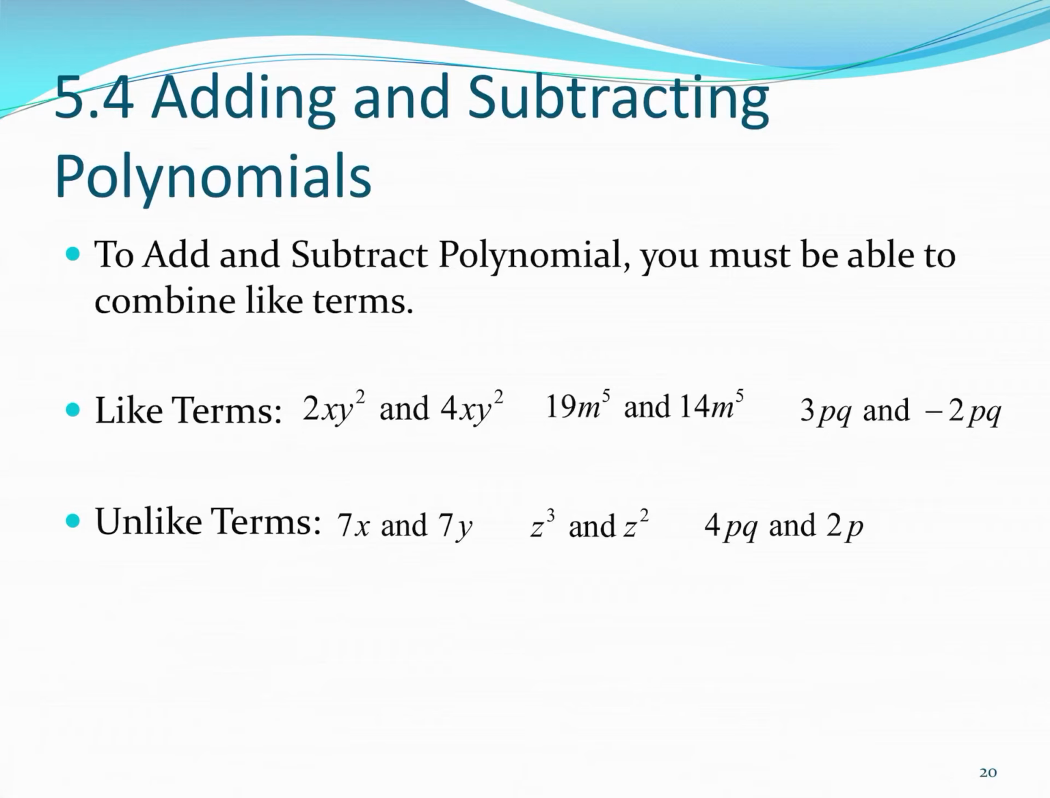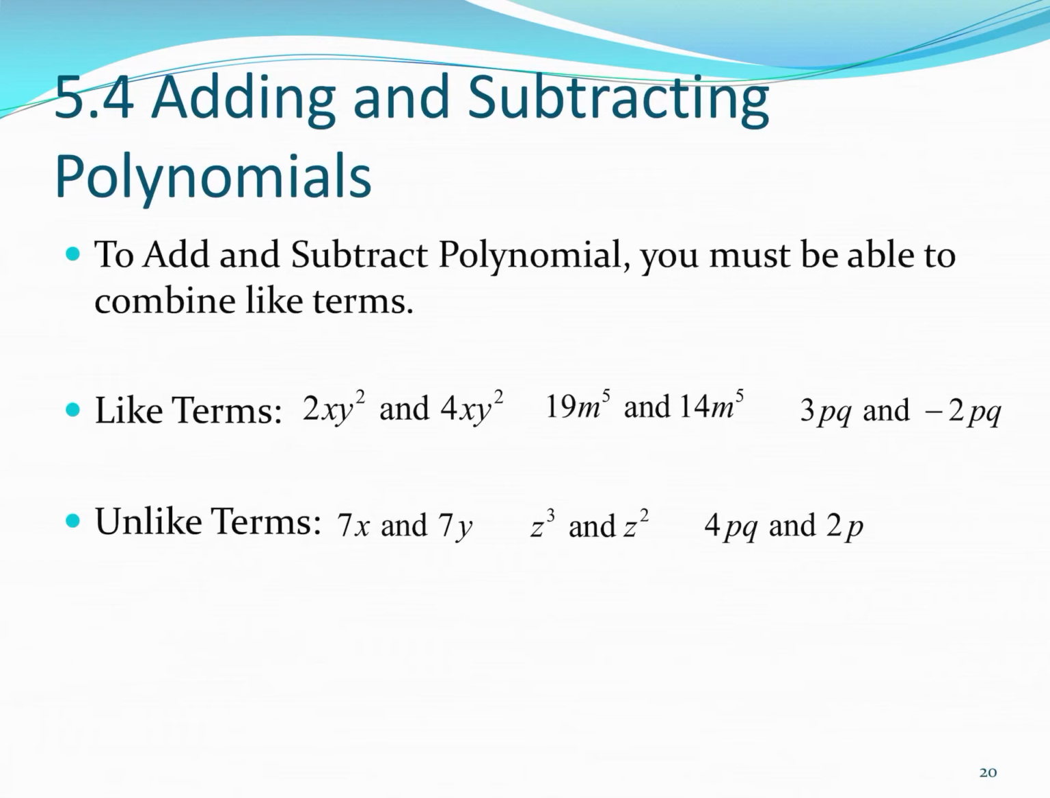2xy squared and 4xy squared would be considered like terms. 19m to the fifth and 14m to the fifth are like terms. 3pq and negative 2pq are like terms. So like terms must have the same variables with the same exponents. You need to make a note somewhere in your notes about that. If you have like terms, they have to have the same variables with the same exponents.